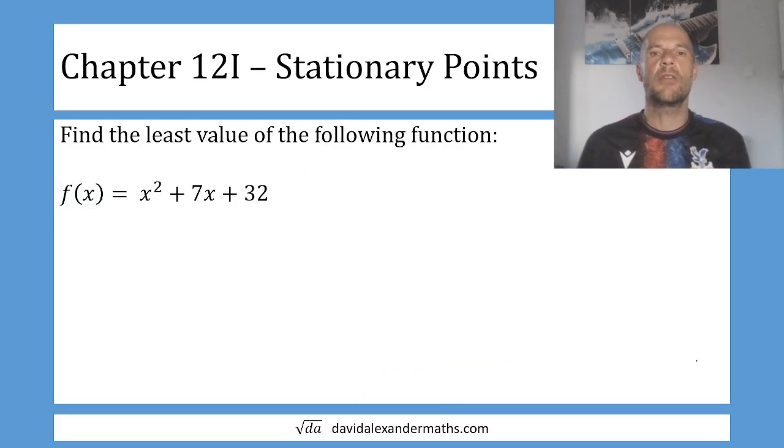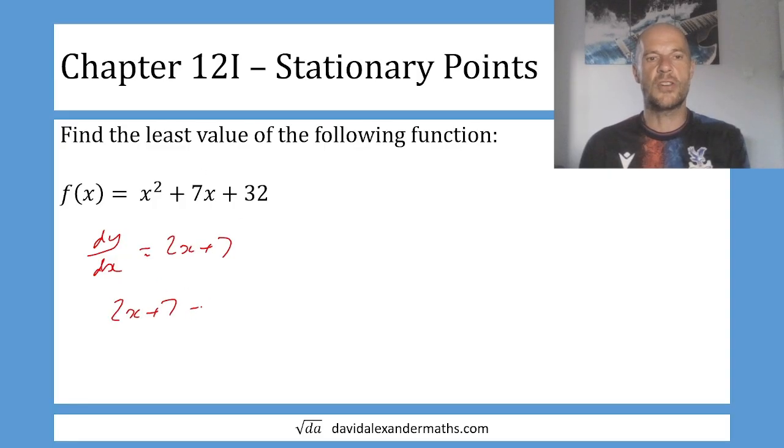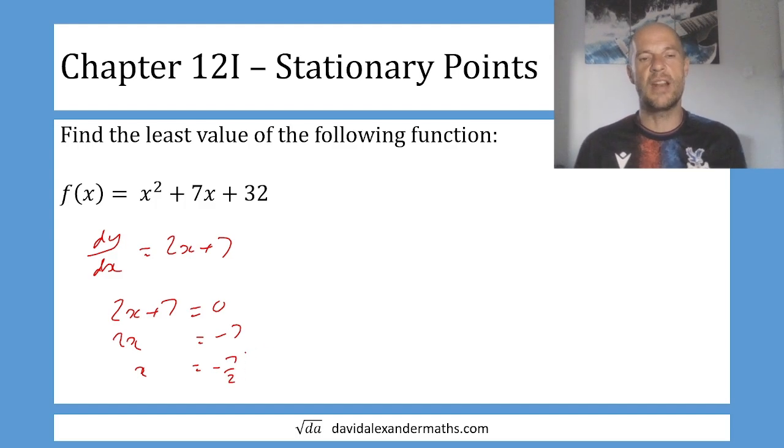Find the least value of the following function. We need to remember that the least value or the greatest value is the turning point, where the gradient is 0. So let's do our dy by dx. That's 2x plus 7. And as I said, it's the turning point where the gradient is 0, so we need to set our gradient function to 0. So 2x is negative 7, x is negative 7 over 2. So the least value is generated when we have an x value of negative 7 over 2.